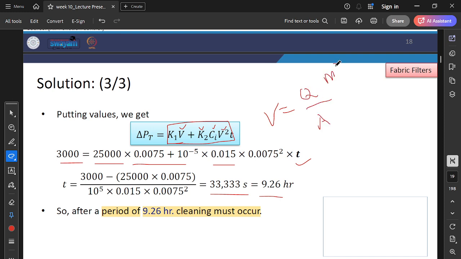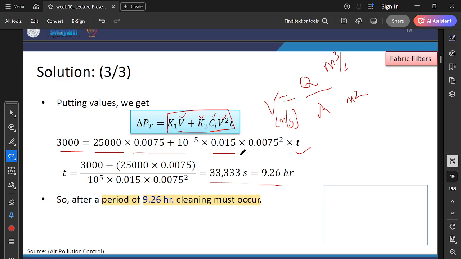This will be in meter cube per second. This will be in meter square. So you will get meter per second as velocity. Then time will be in seconds. That is unknown, what you are going to find. Ci is the concentration of the pollutant or the dust. That is given as 0.015 kg per meter cube.